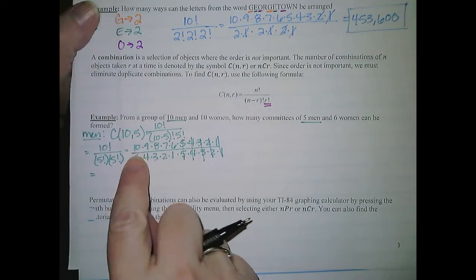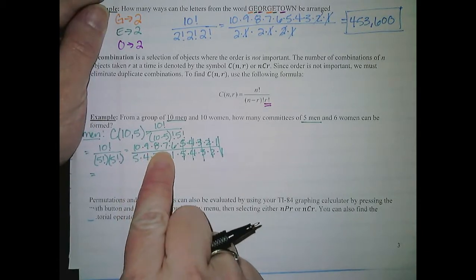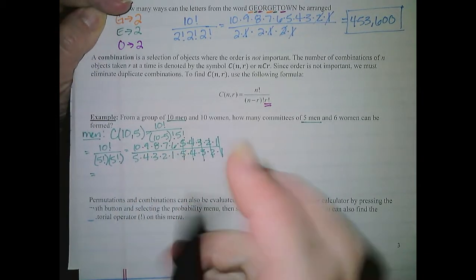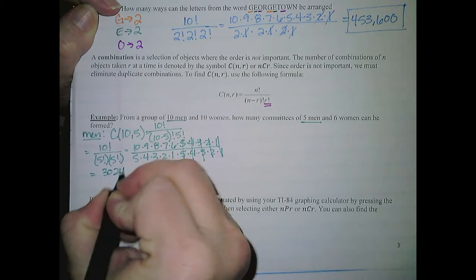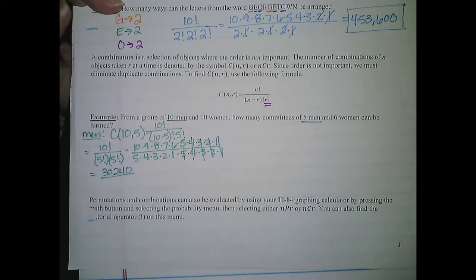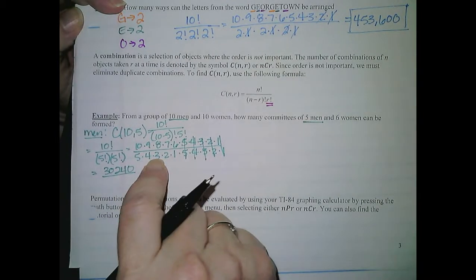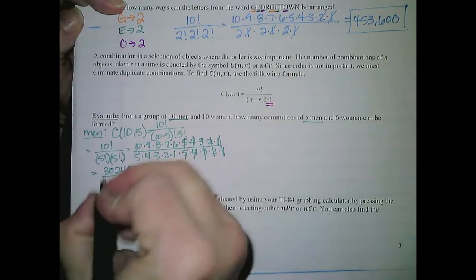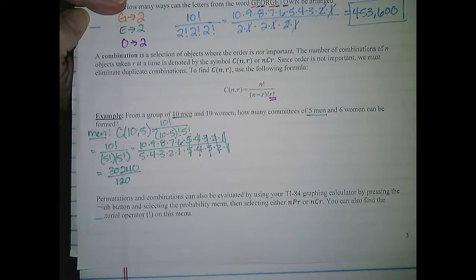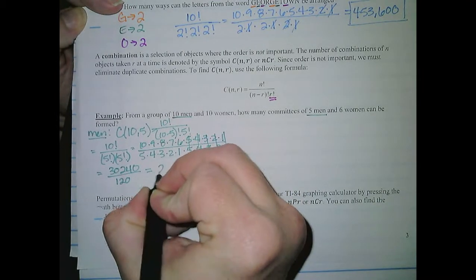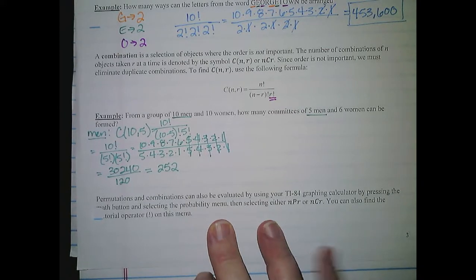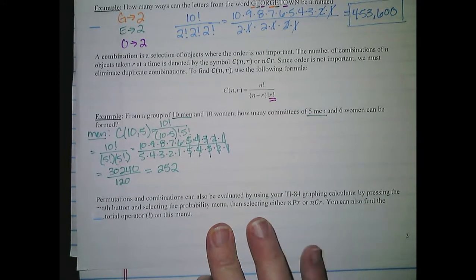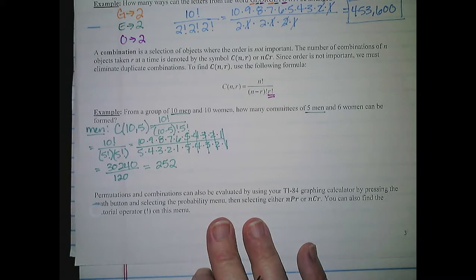So my numerator, I've got 10 times 9 times 8 times 7 times 6, which is going to give me 30,240. Divided by my denominator, I have 5 times 4 times 3 times 2 times 1. Gives me 120. So if I divide that out, I get 252. So in other words, there are 252 different groups of those 5 men that I could choose from a group of 10 men.